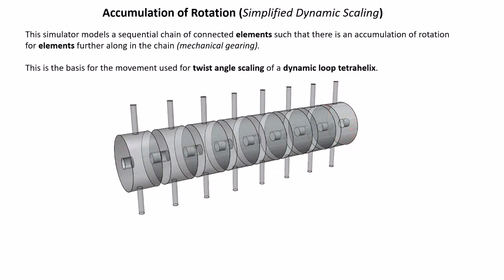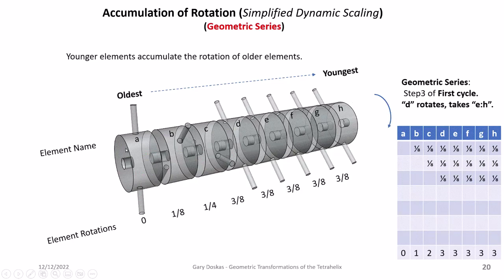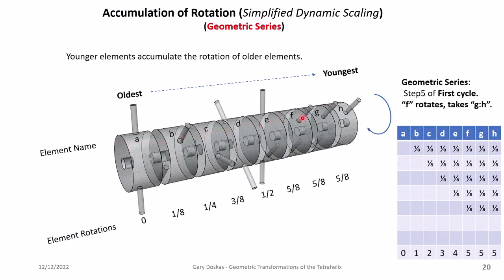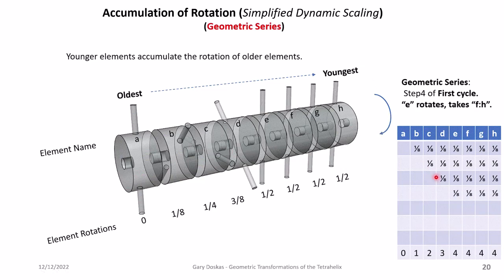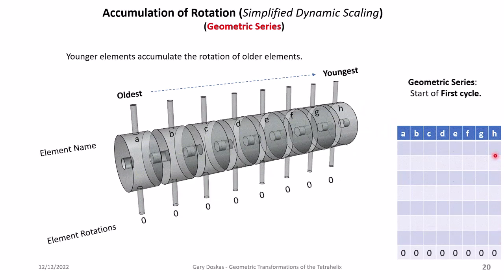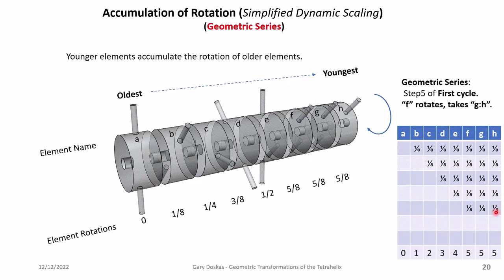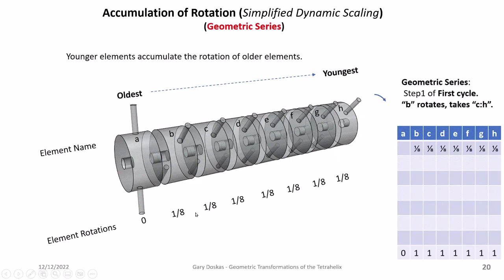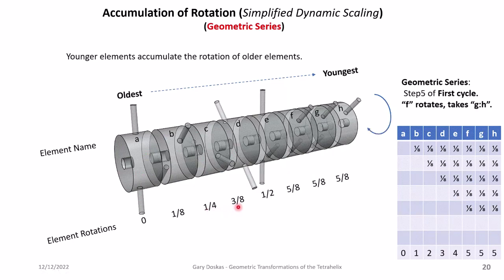This may be a little clearer illustration of that, where I've labeled the elements from A through H, going from the oldest to the youngest, I'll use that term. And now for each time an older element moves, all of its descendants move along with it. So if you look at the youngest element H, it's accumulating more and more rotation. And to keep track of, in one pass, one frame, there's a geometric series that comes out.